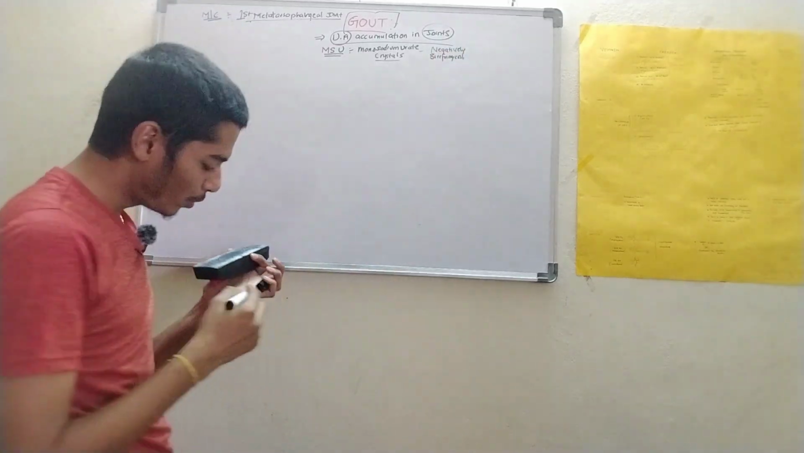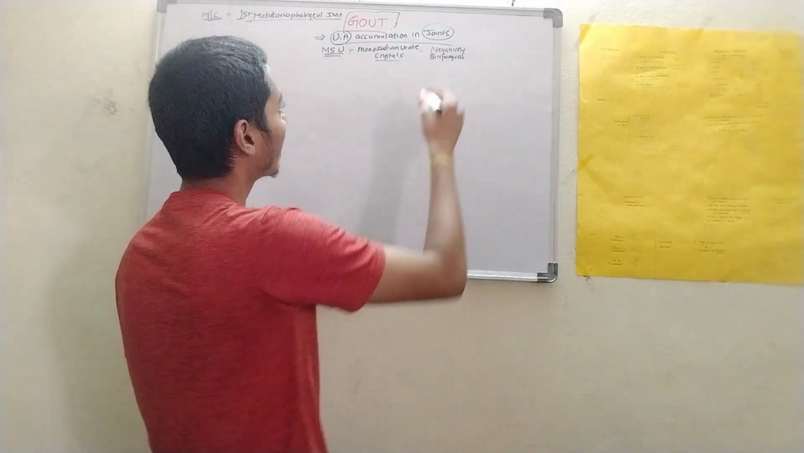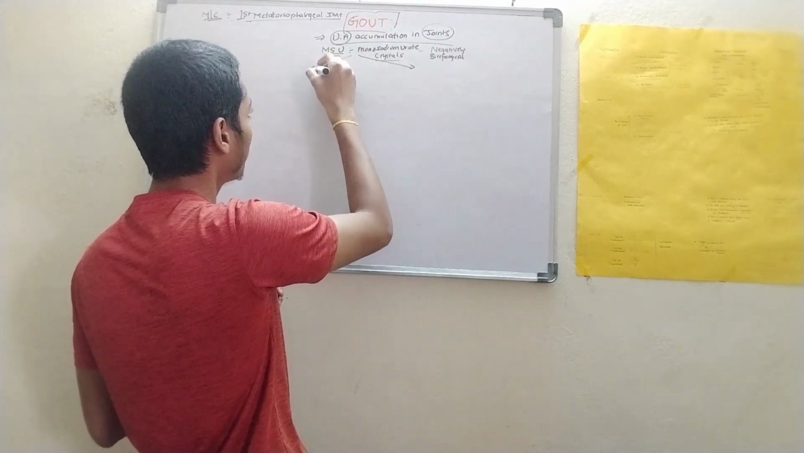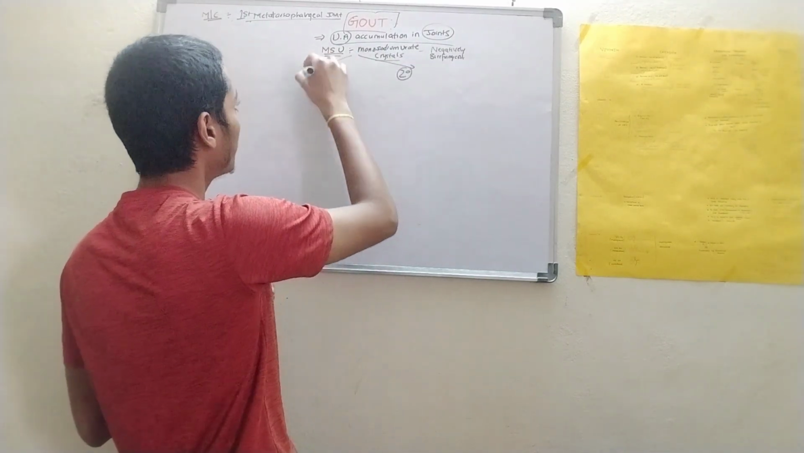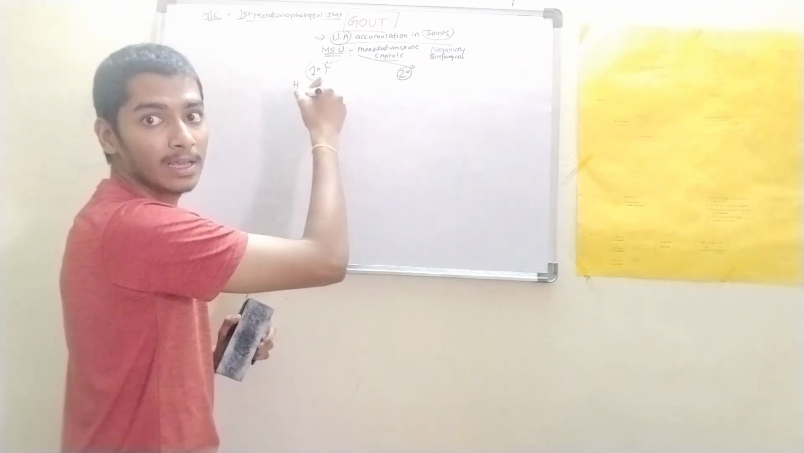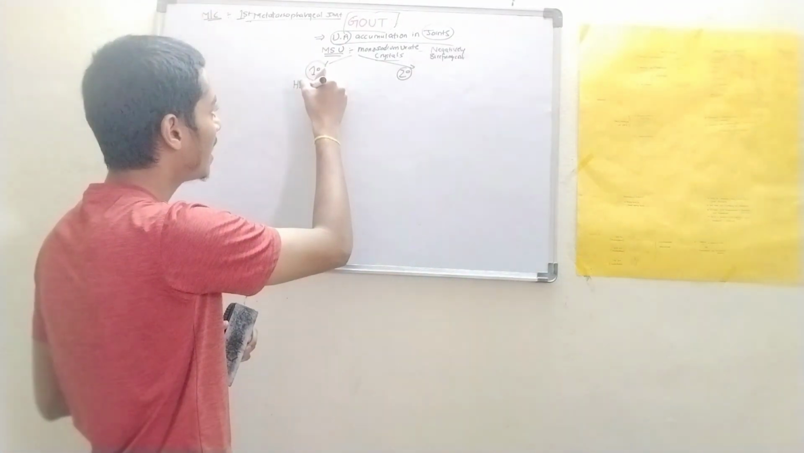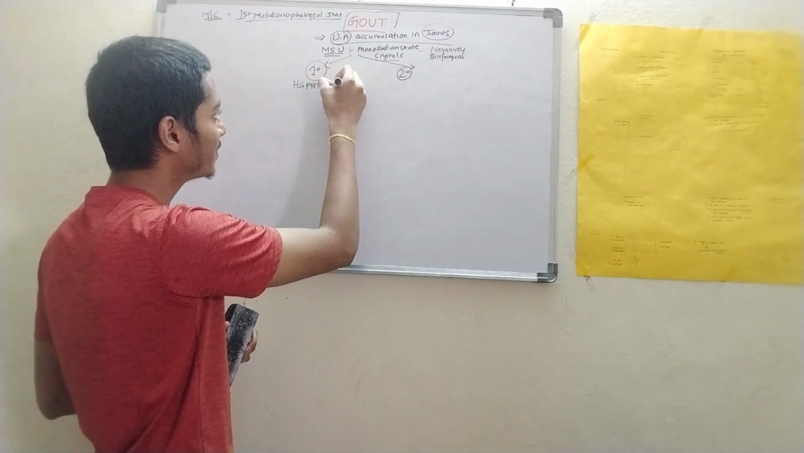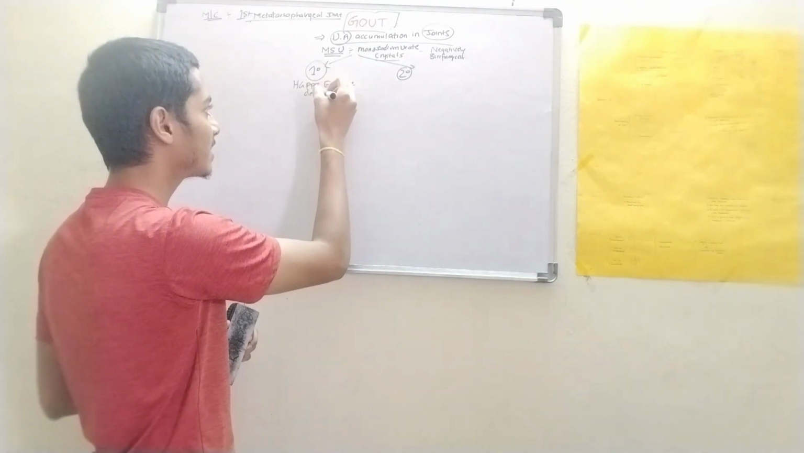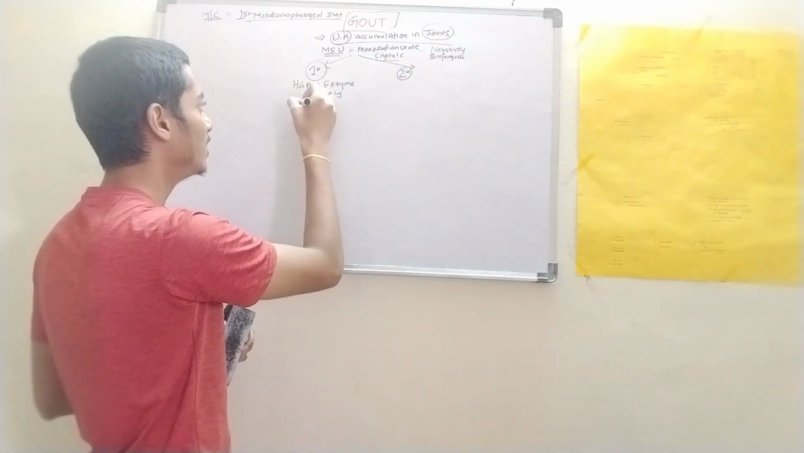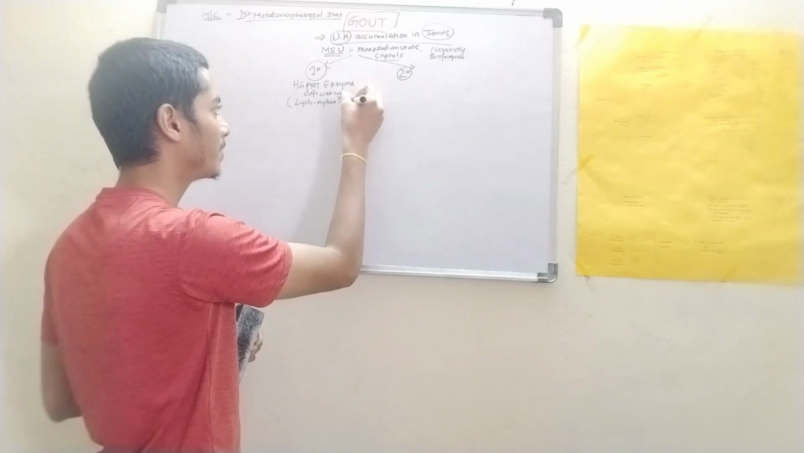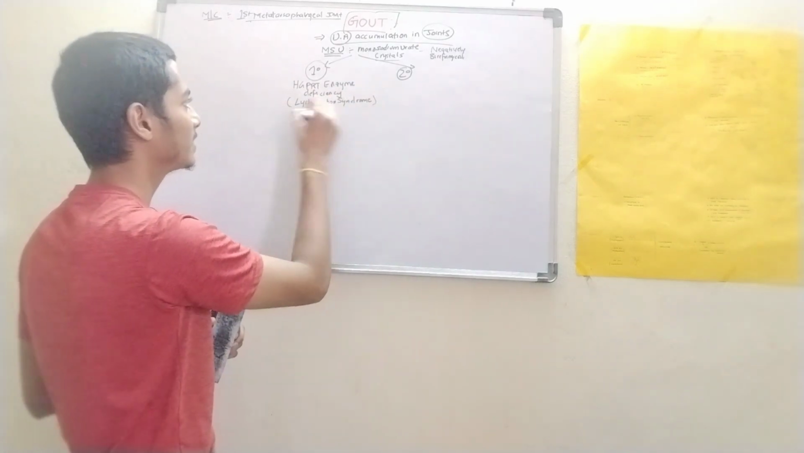So this gout may be either primary or secondary according to the pathogenesis. Primary may be a congenital defect, like HGPRT enzyme deficiency, which characteristically presents as Lesch-Nyhan syndrome, right?